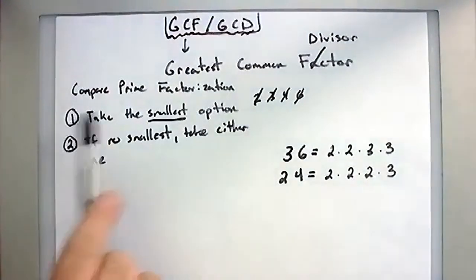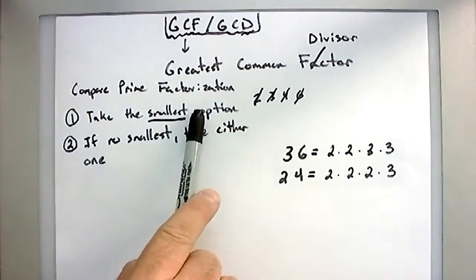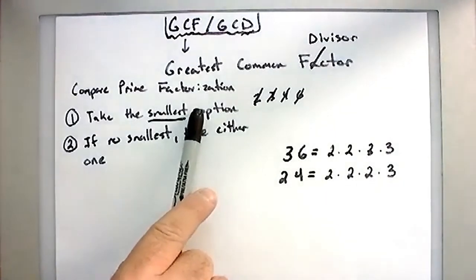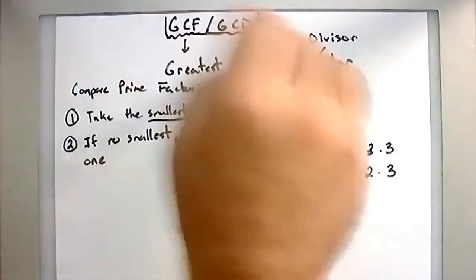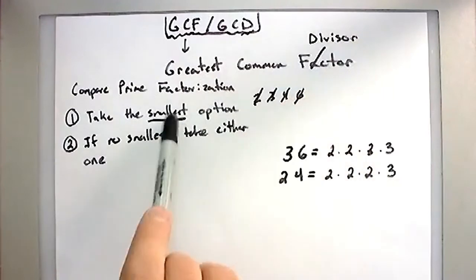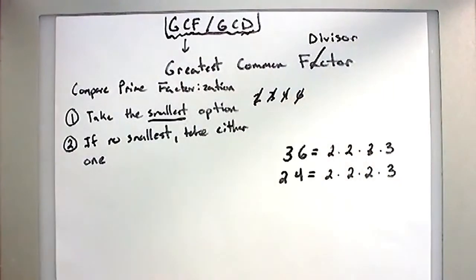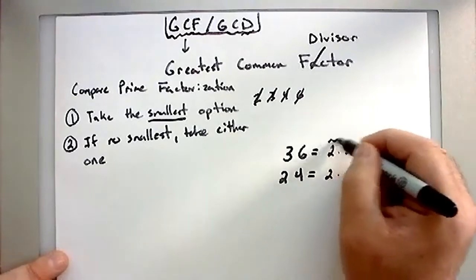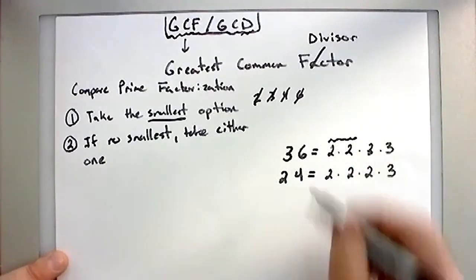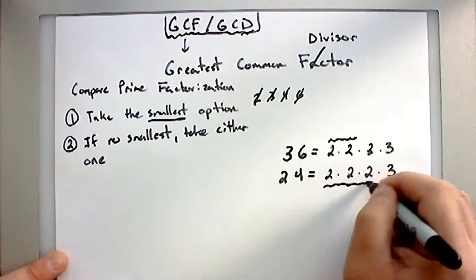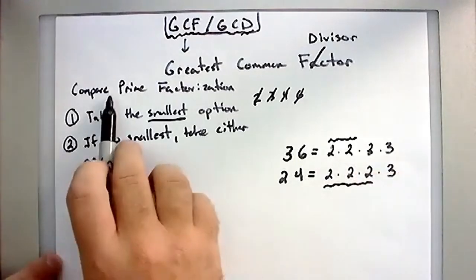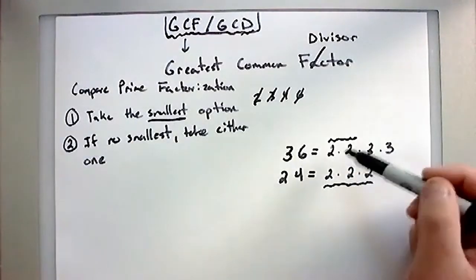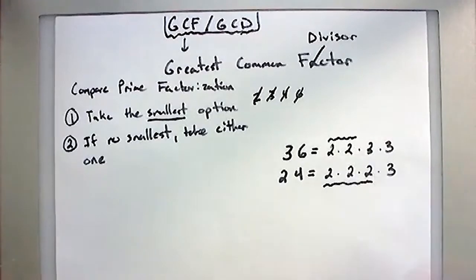Now, it says we're going to take the smallest option. And again, I know I've said this 2 or 3 times. I'm going to say it again. When you're doing the greatest common factor, this is not a mistake. You want the smallest of the options. So come through and look at your options. 36 has 2 2s in it. 24 has 3 2s in it. So this is what I meant when I said compare the prime factorizations. 36 has 2 2s. 24 has 3 2s.